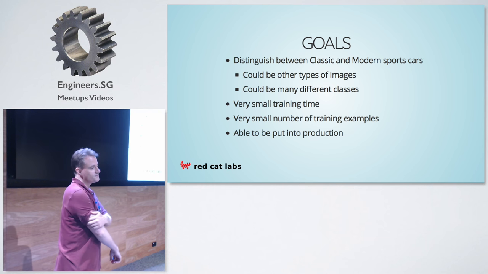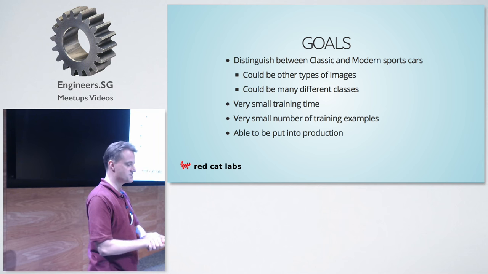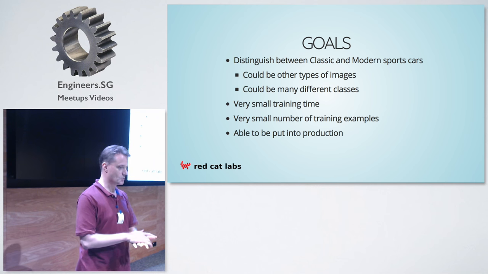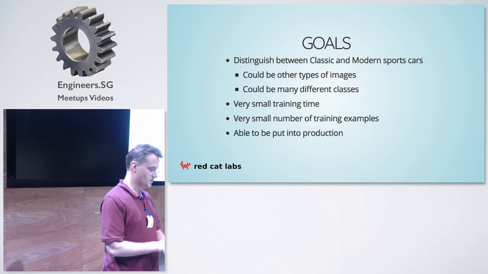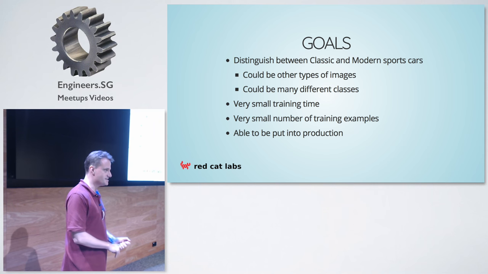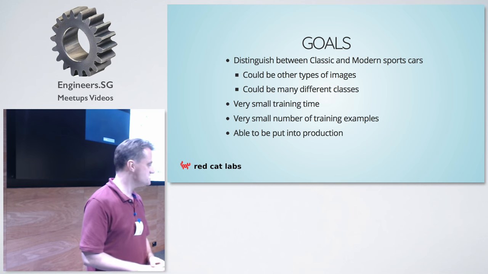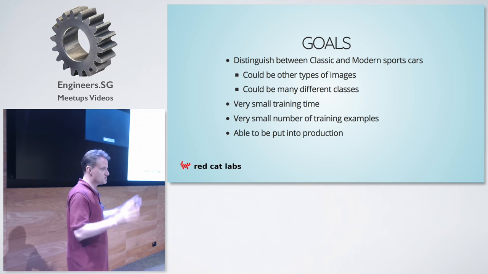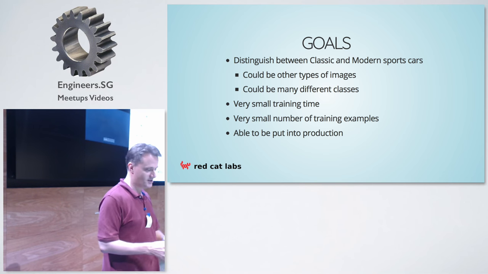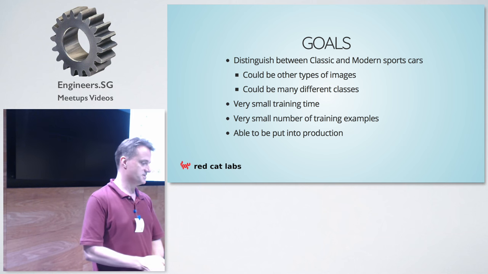So the goal, for this toy problem, is to distinguish pictures of classic and modern sports cars. You'll see some classic and modern sports cars a bit later. It's not so easy to say what the difference is. It obviously could be different types of images, and it could be lots of different classes. So I'm just doing a very simple two-class thing, but it's quite complicated images.